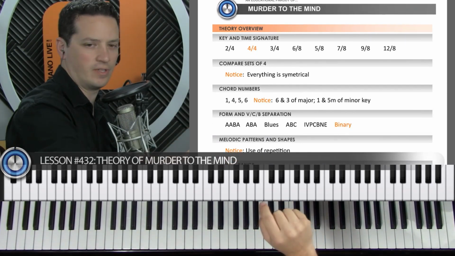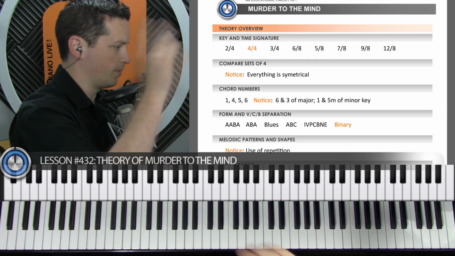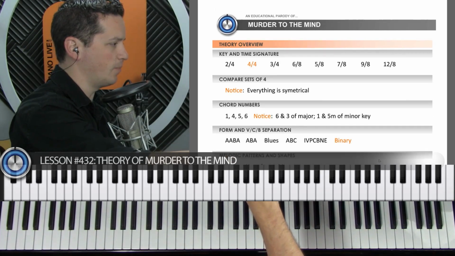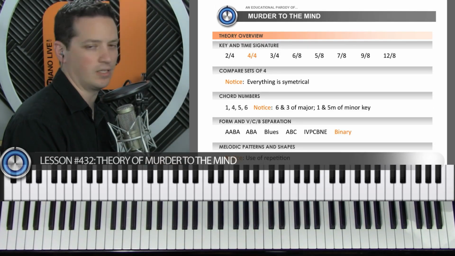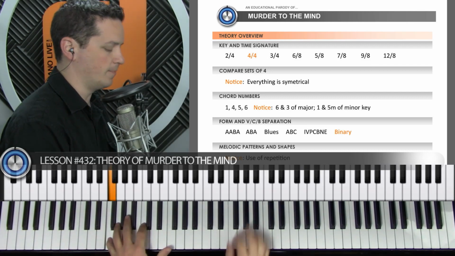So the first few pages is all of the stuff from yesterday's lesson with the notes and stuff like that. And then we get on to this page here. So the time signature of this one is just a straight 4/4.